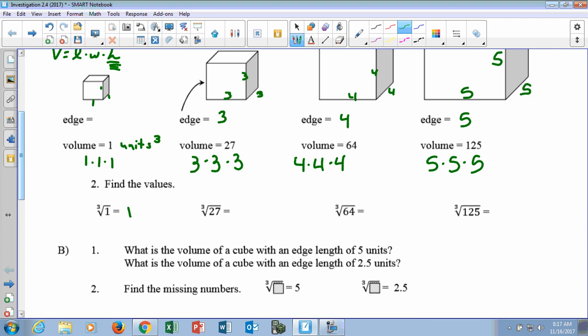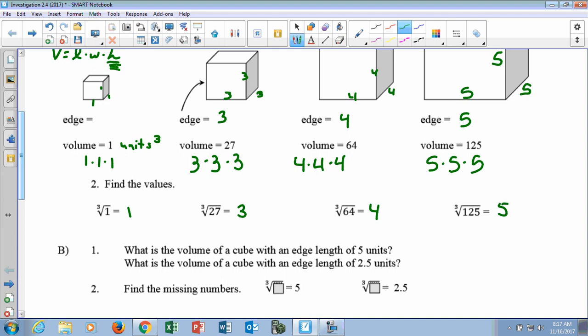What about this one here, the cubic root of 27? 3, right? Because 3 times 3 times 3 is 27. The cubic root of 27 is 3, because 3 times itself 3 times gives you that. So obviously this is 4 and 5. Okay? So cubic roots will have that little root in there.